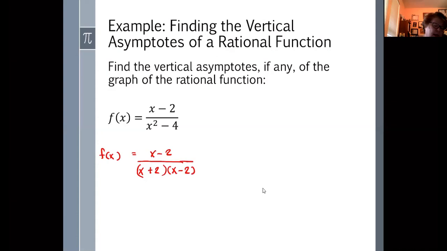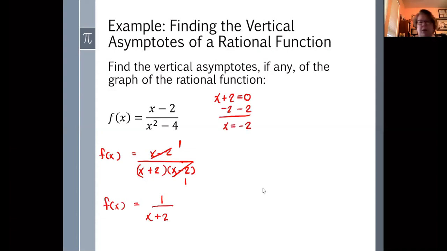And so you can see that we have a common factor of x minus 2, so I can cancel that. When I cancel that common factor, I get 1 in my numerator. So I get f of x equals 1 over x plus 2. So now I'm going to set that denominator equal to 0, and that is going to give me my vertical asymptote.